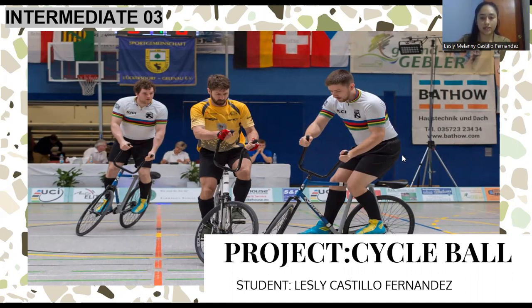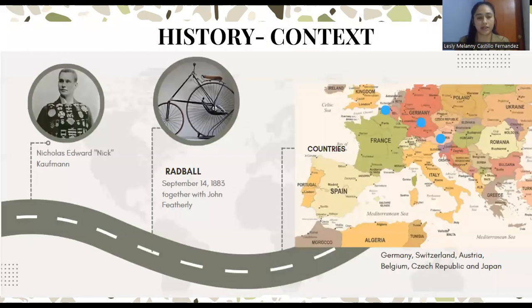So let's start talking about a little bit of history and the context. Cycleball, also called radball, was created by Nikolai Kaufman in 1883, who was an American artistic cyclist, and who played the first game in the history of this sport with John Federley in Rochester. This unusual sport has been popular in recent years in countries like Germany, Switzerland, Austria, the Czech Republic, and Japan.